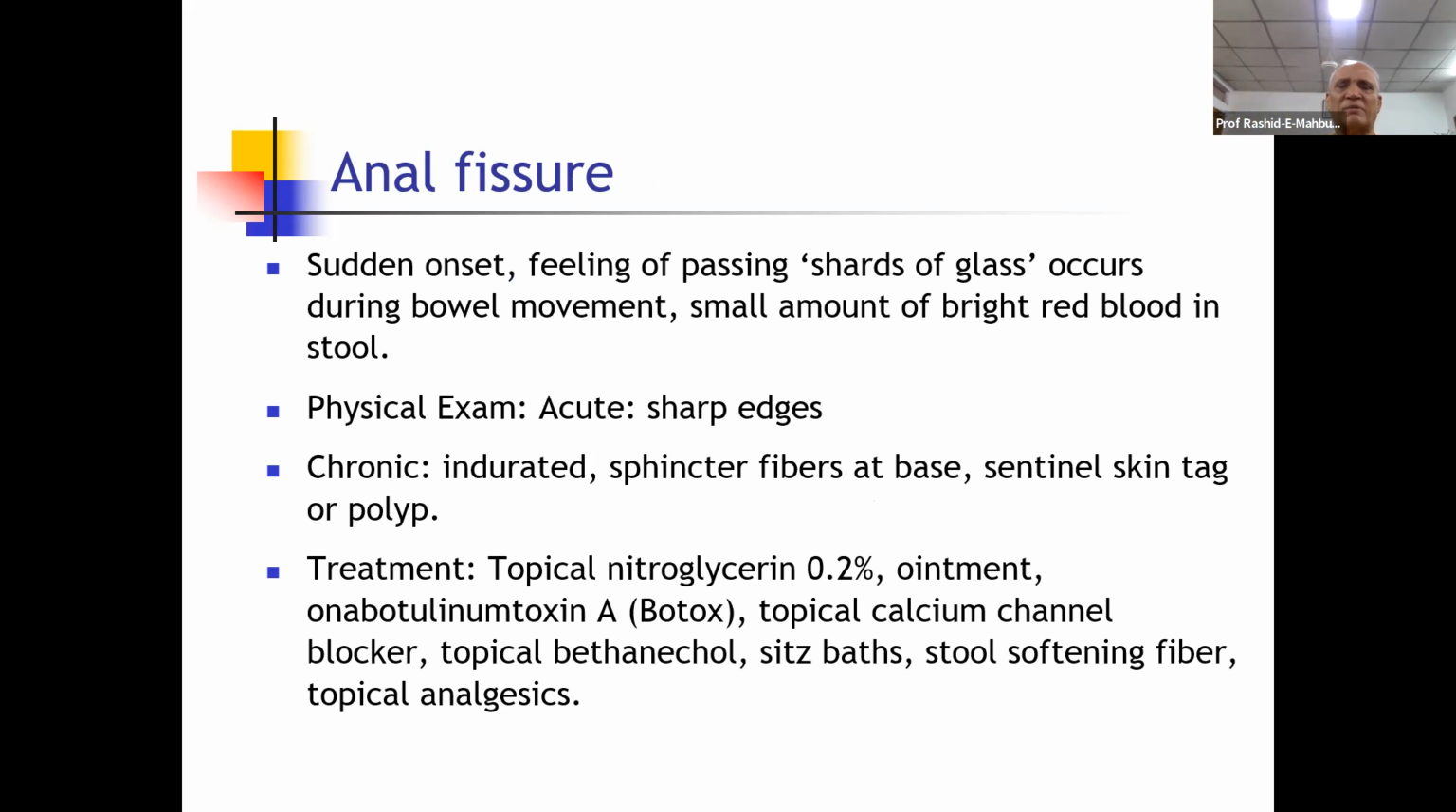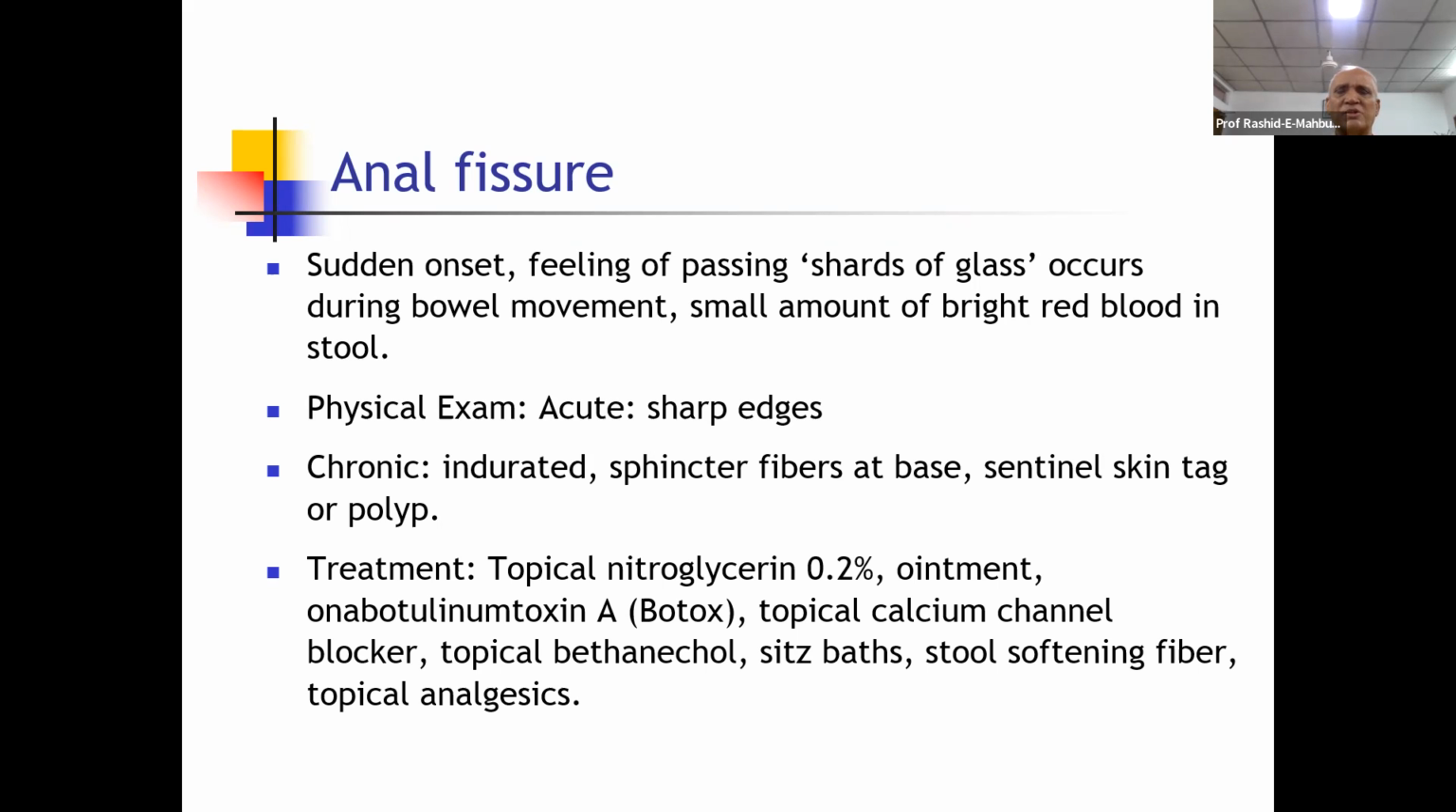I have already said about the anal fissure. So it is a sudden onset feeling of passing stool, just like glass cutting during bowel movement. Small amount of bright red blood in the stool.